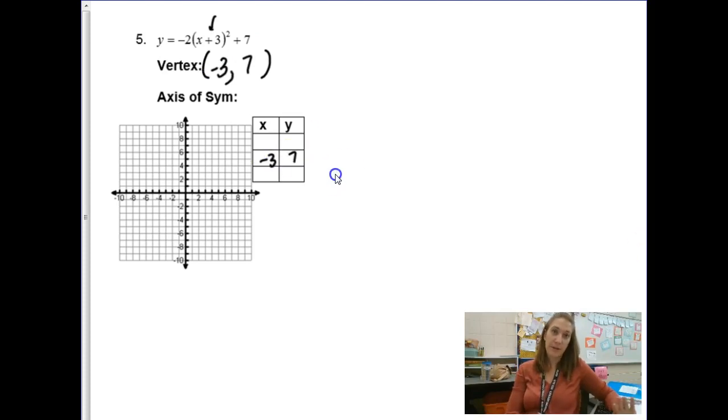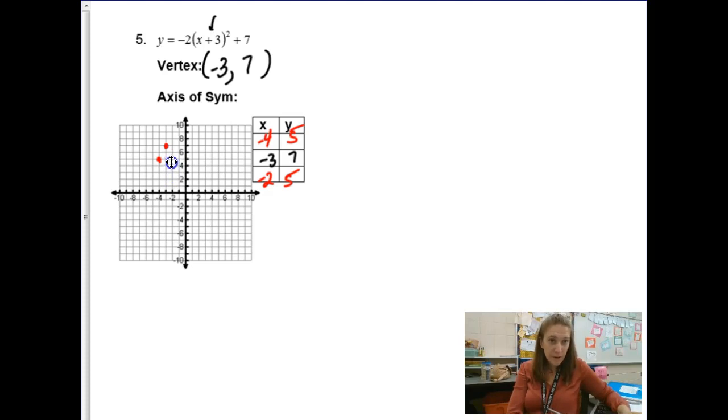And then if I pause the video, go ahead and get it typed into your calculator. And we're going to pull up symmetrical points, which will be at negative 4, 5, and then negative 2, 5. Negative 4, negative 3, 7, and it shouldn't surprise me that we have a little bit of a thin, but it is an upside down or a down opening parabola.